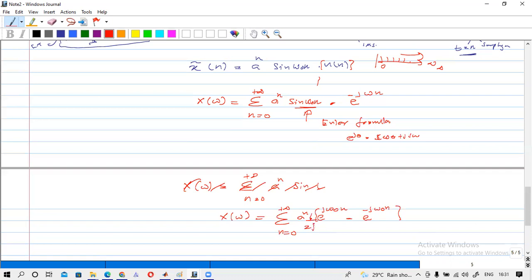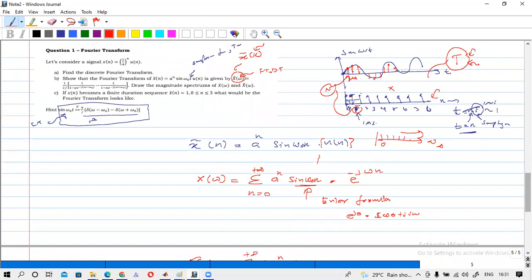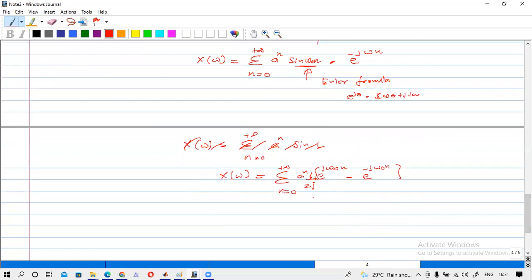Okay, I think we can get this answer because 1 by 2j is here. I think you are okay with this. I'm using this Euler formula: e to the j theta is equal to cos theta plus j sine theta, and e to the minus j theta is equal to cos theta minus j sine theta.